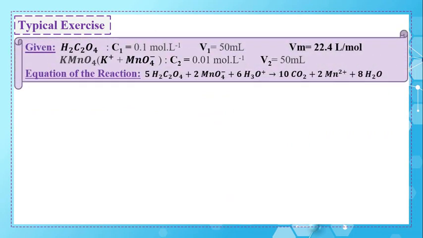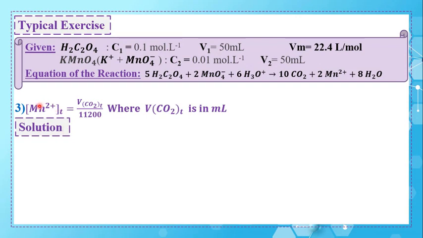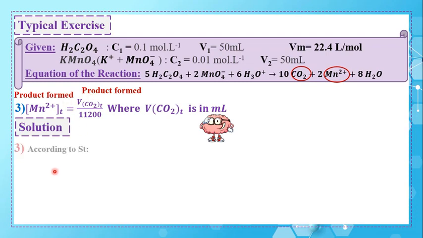Now the third relation in our video, the concentration of Mn2 plus at instant T, which is a product formed, and the volume of CO2, which is also a product formed. So the relation is between a product formed and another product formed. So I can get the relation between two products formed by referring to the stoichiometry of the reaction. And I will start by Mn2 plus, since it is in the beginning here in the relation.